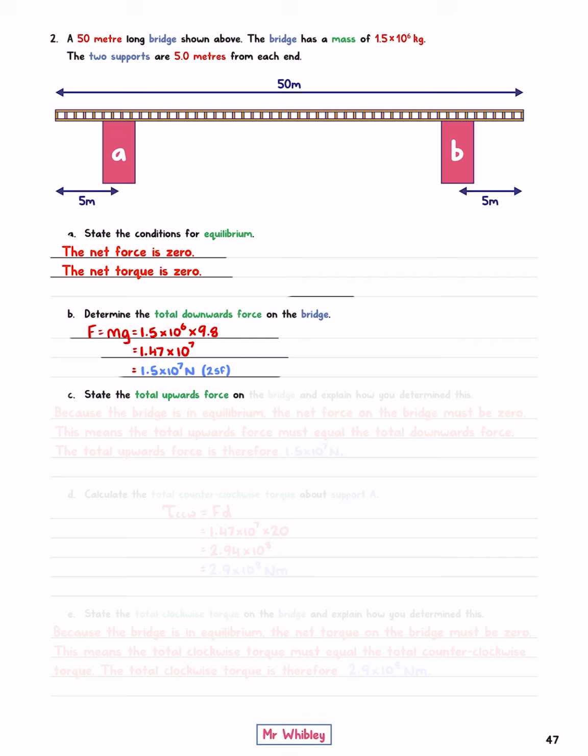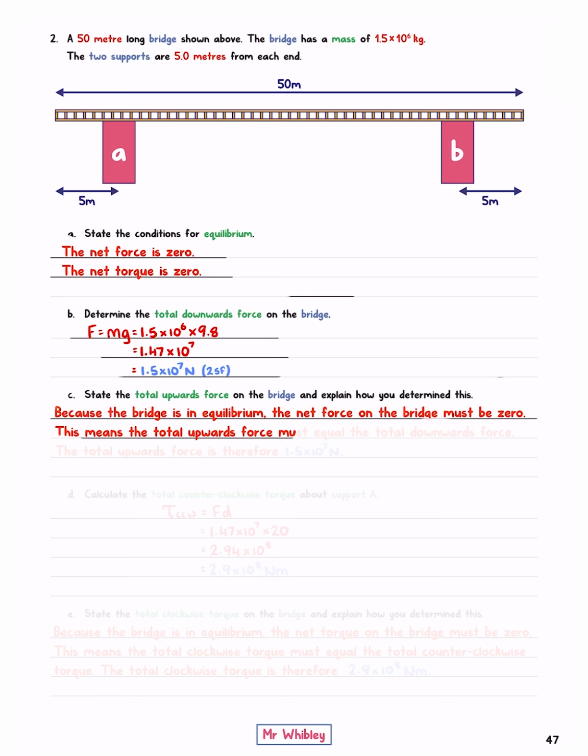State the total upwards force on the bridge, and explain how you determined this. Because the bridge is in equilibrium, the net force on the bridge must be 0. This means the total upwards force must equal the total downwards force. The total upwards force is therefore 1.5 times 10 to the 7 newtons, the same as what we found here.